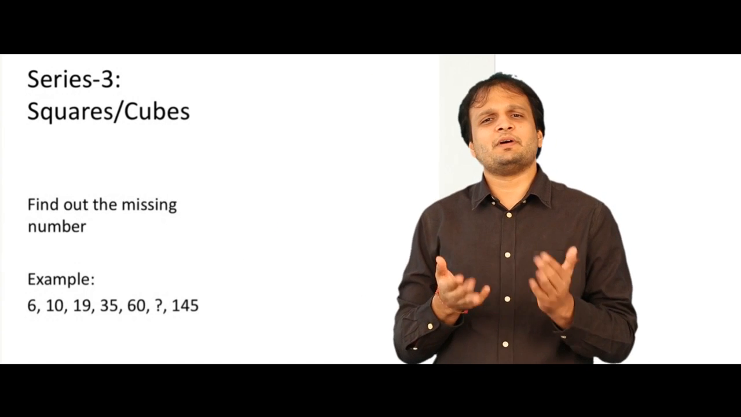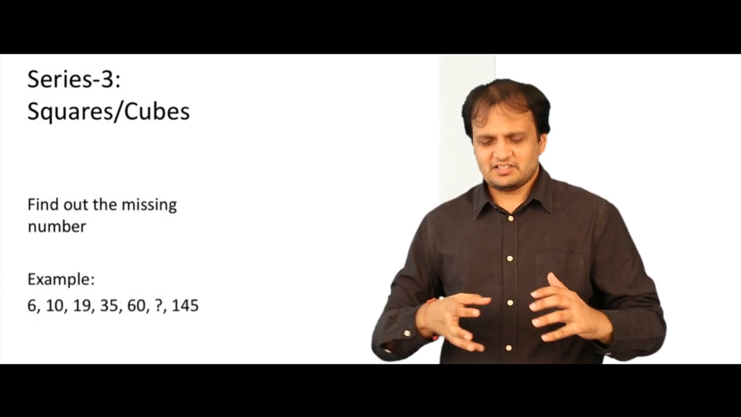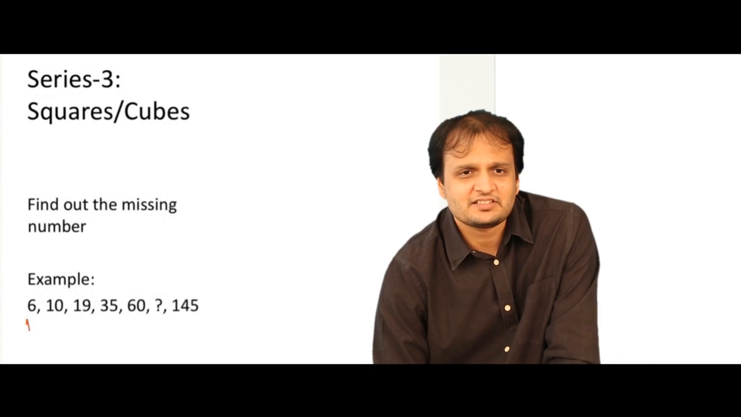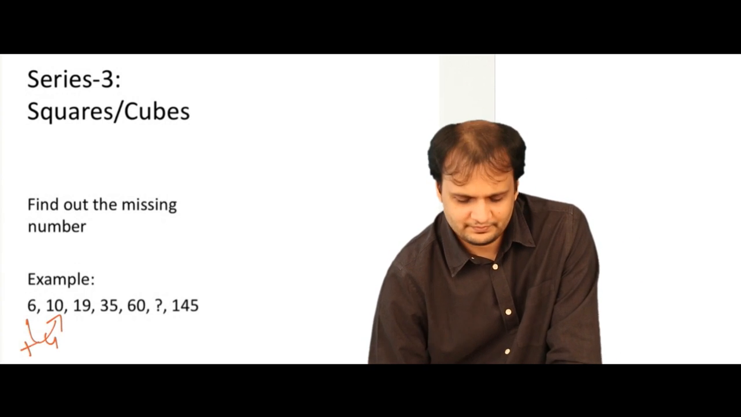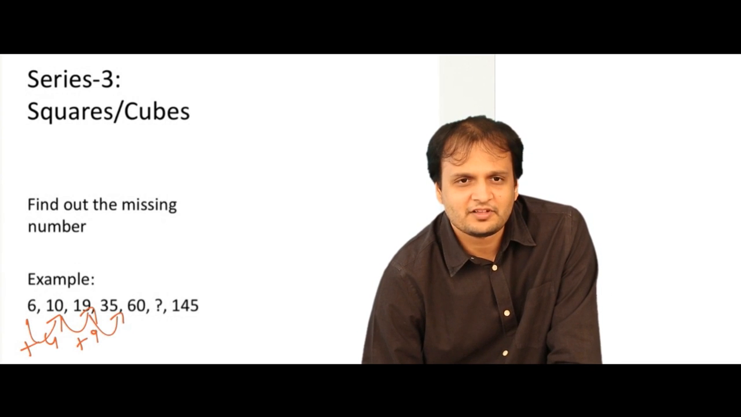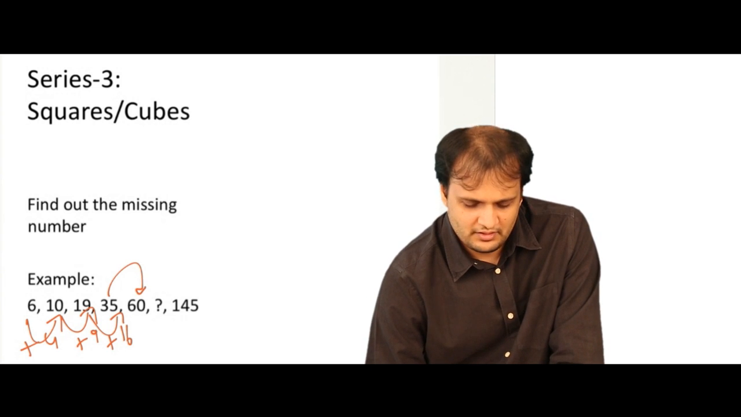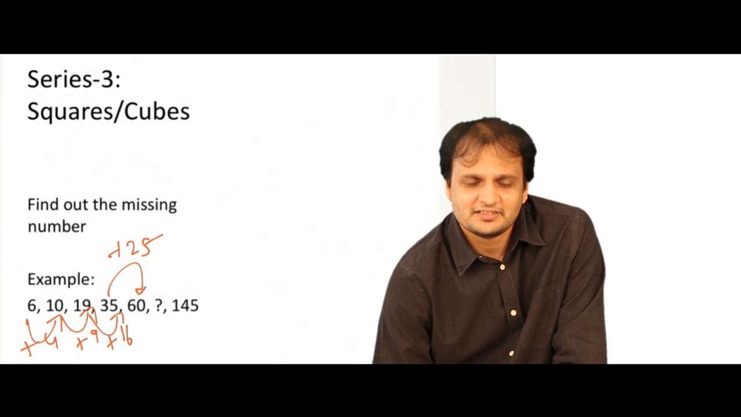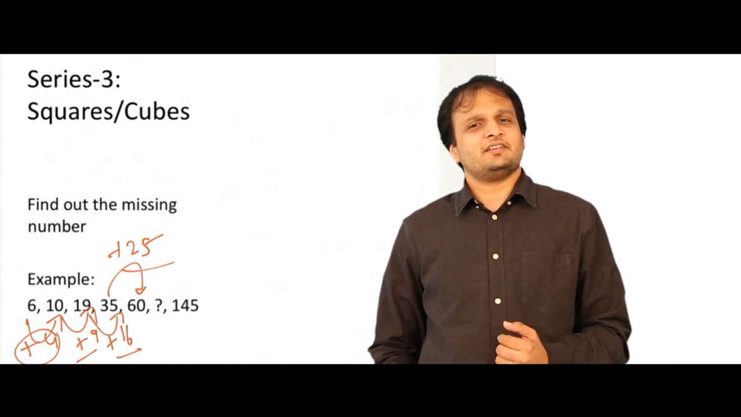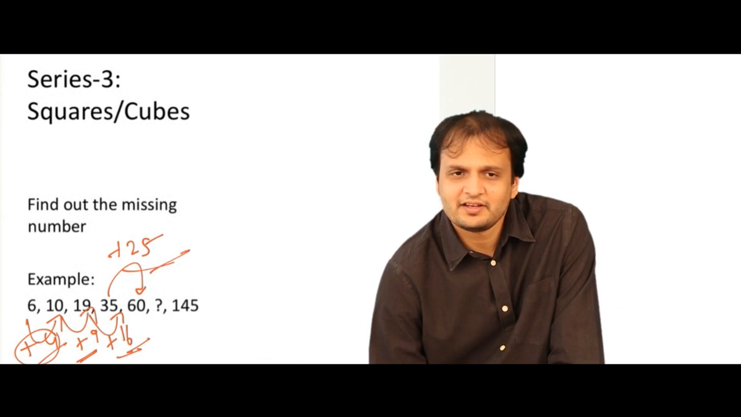So let's try and see if we can do it by addition or subtraction, right? So you have seen squares and cubes here, but let's try this with addition and subtraction and see what is happening. Let's see. So from 6 to 10, how do you get? Plus 4. 10 to 19, plus 9. 19 to 35, plus 16. 35 to 60, plus 25. See what is happening? 4, 9, 16, 25, and that's your hint. So this is 2 square, 3 square, 4 square, 5 square, right?